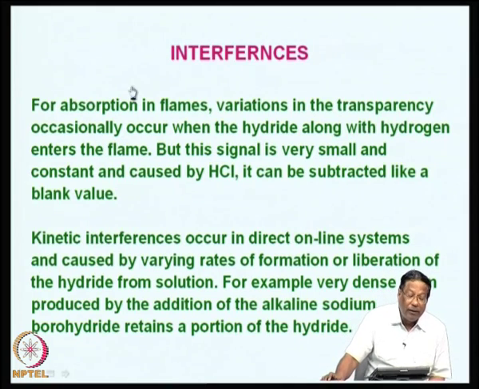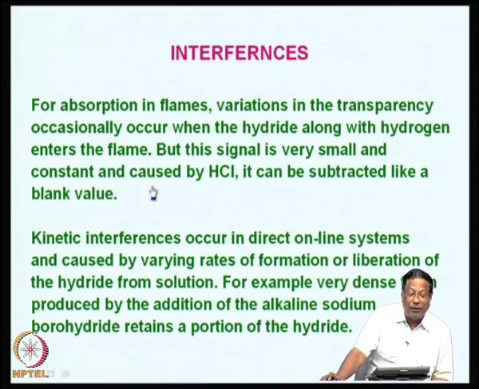For example, for absorption in the flames, variations in the transparency occasionally occur when hydride along with hydrogen enters the flame, but this signal is so small and it is constant, it is caused by HCl and it can be subtracted like a blank volume. So, if you have a background corrector, this problem does not arise.